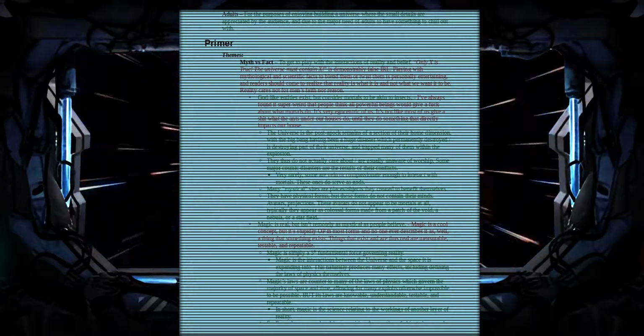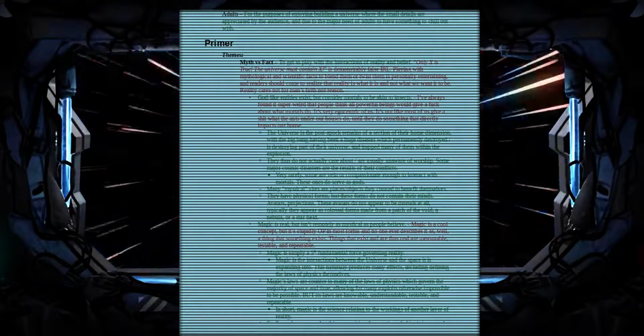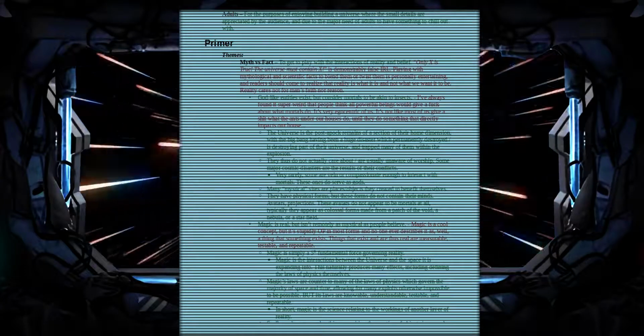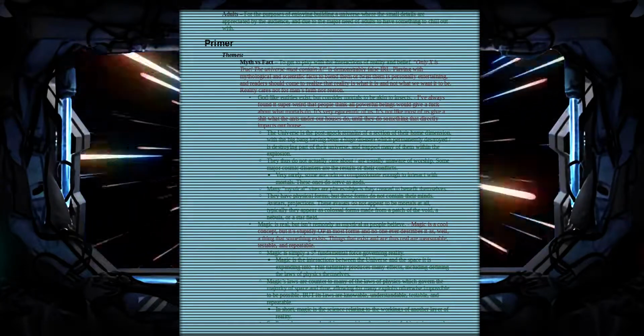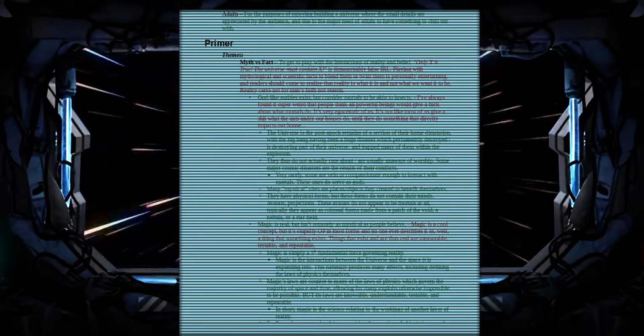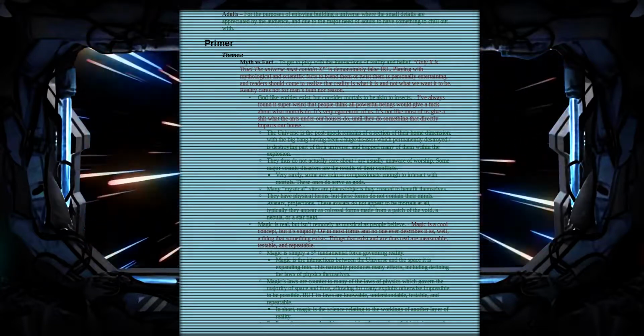And in the themes of myth versus fact, here's what we got in this universe. Godlike entities exist, but consider mortals to be akin to insects. Now, I've always found it super weird that people think that all-powerful beings would give a fuck about what mortals do. It's rather egocentric of us. It's not like most of us give a shit about what the ants under our houses do until they do something that directly impacts our house.